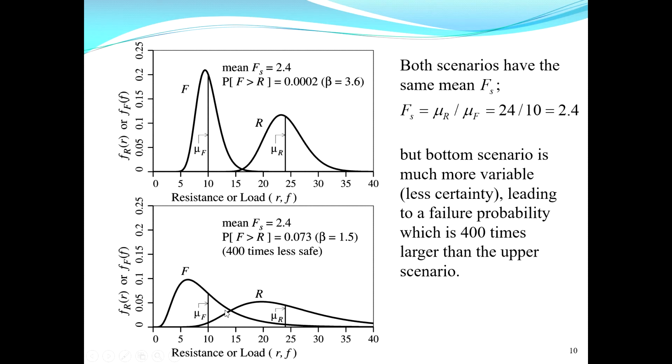However, if our uncertainty is a lot wider, and we see this in the bottom plot here, our distribution of load is a lot wider. That means we've got a lot more uncertainty. Then the probability of the resistance being below the load is a lot higher. The top one has a probability of failure of around 2 in 10,000, and the bottom one has a probability of failure of around 7 in 100. So 400 times less safe in the bottom, even though the ratio of the means, 24 over 10, is the same in both pictures. So we have to actually take into account these distributions in order to figure out the probability of failure.